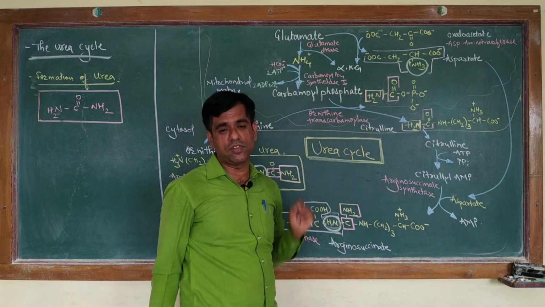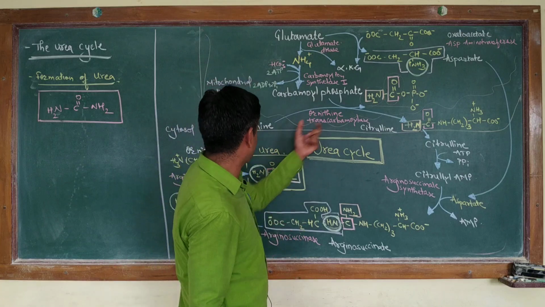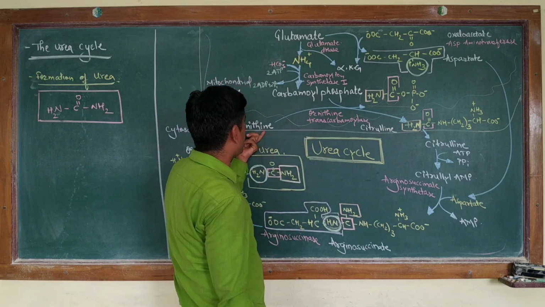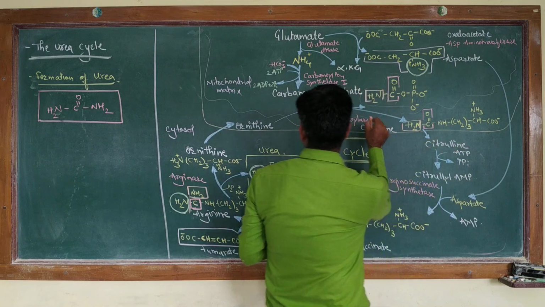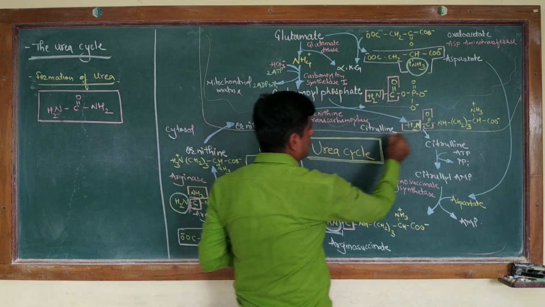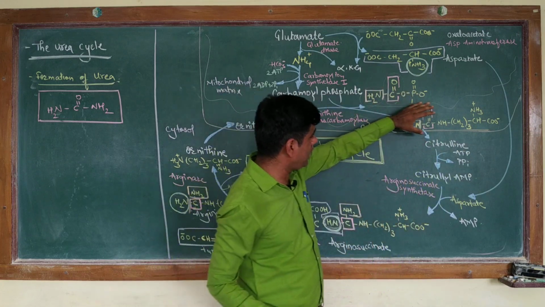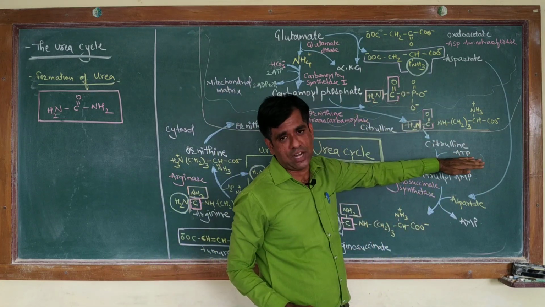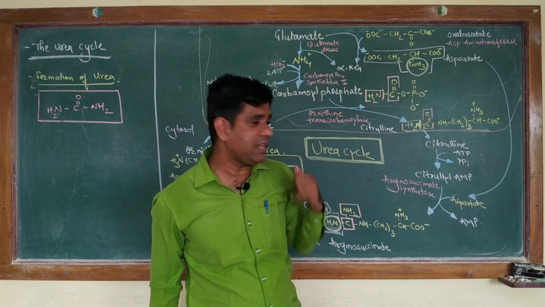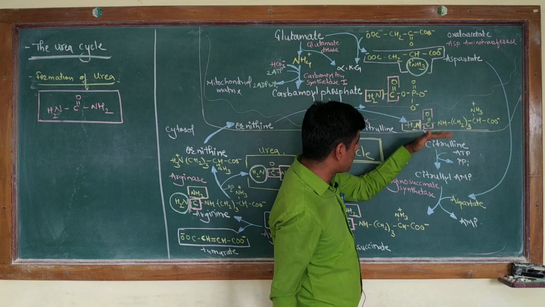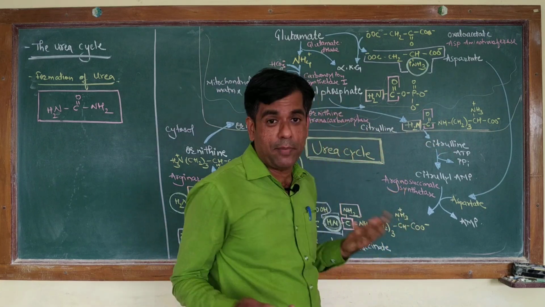So the first product which is formed in this particular urea cycle is your citrulline. Citrulline is formed by the combination of this ornithine and your carbamyl phosphate. So ornithine plus carbamyl phosphate forms this particular citrulline. Now this citrulline is transported into the cytoplasm. This first step took place in the mitochondrial matrix. Your citrulline is now transported to the cytoplasm of the liver cell, your hepatocytes.